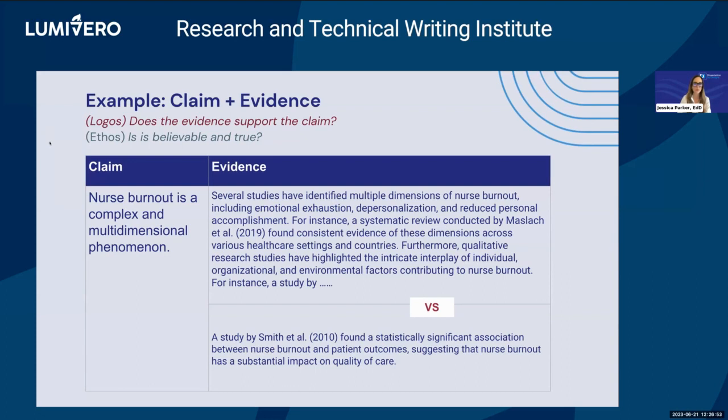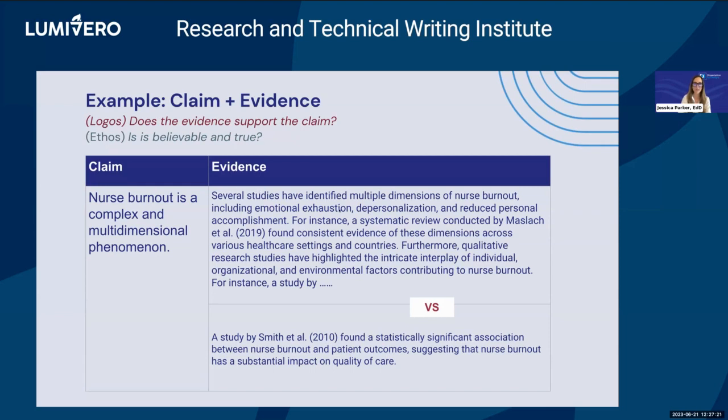Okay, I'm going to break this down. So let's first look at the claim. The claim is just stating that nurse burnout is a complex and multidimensional phenomenon. That's a pretty straightforward claim. So if we were forced to choose between these two pieces of evidence, our criteria for evaluating these are, first, does the evidence support the claim? And then, is it believable and true?